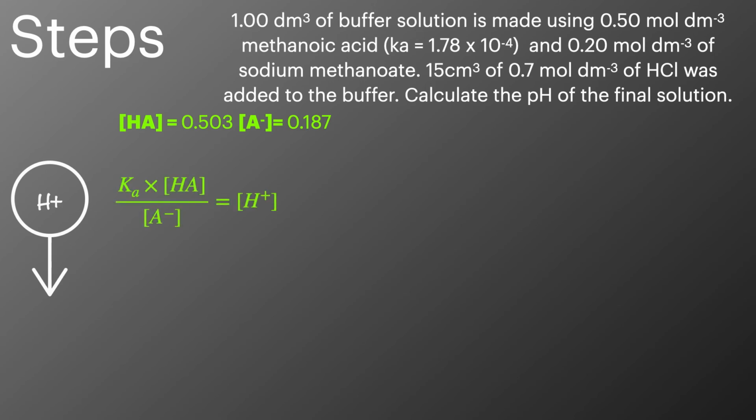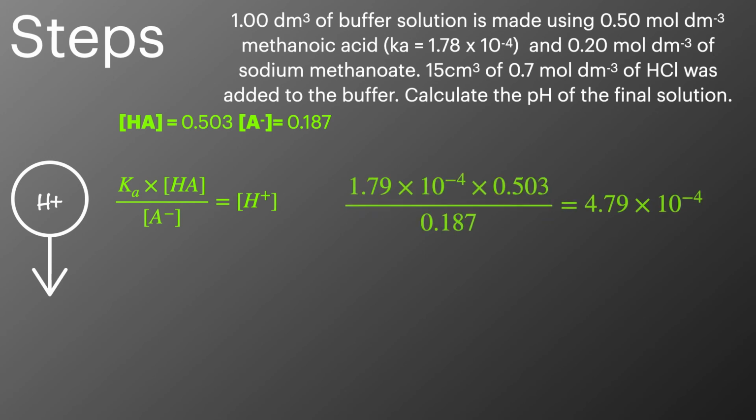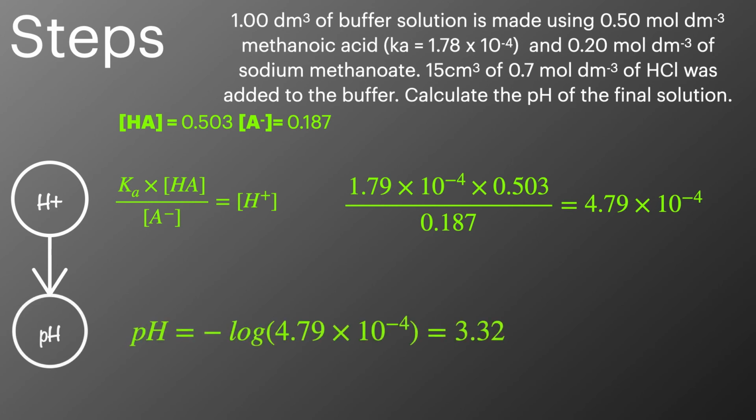In this step, we're going to work out the value for H+ using the Ka expression. What we're going to need to do is to find the values that we've calculated previously in the question and substitute them in to find out a concentration of H+. And in the final step, we're going to calculate the pH using the minus log of hydrogen ion concentration to find a pH of 3.32.